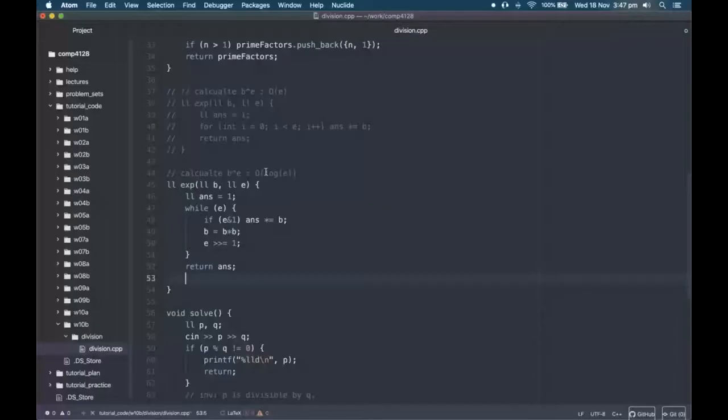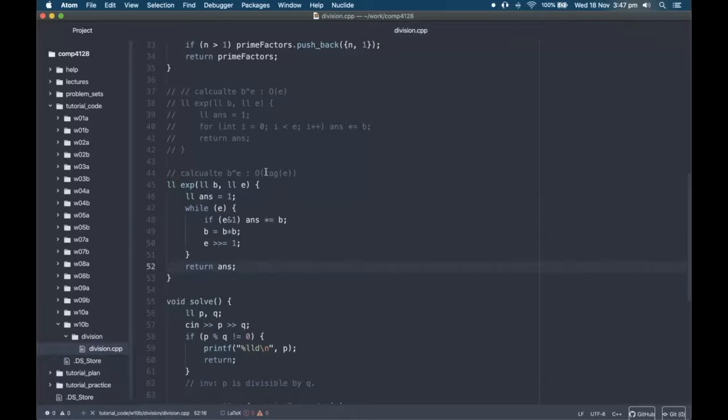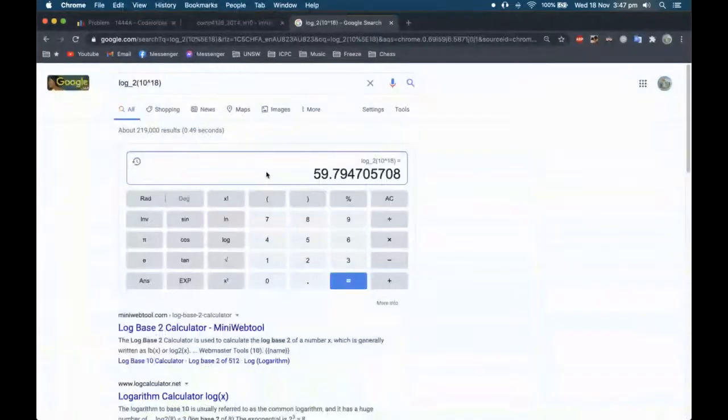The way this works is we start an answer with 0, and then while e is larger than 0, what we're going to do is, if e and 1, so if the first bit of e is set, then we multiply answer by b. Then we set b equals b times b, and we bit shift e down by 1. Then we return answer. This might look very confusing at first, but it actually has a relatively simple explanation.